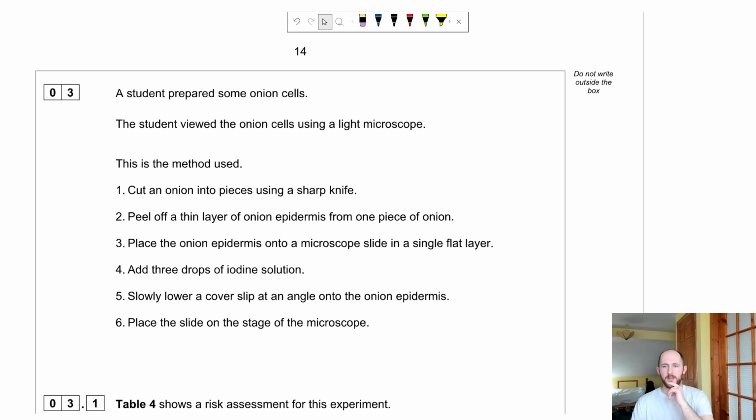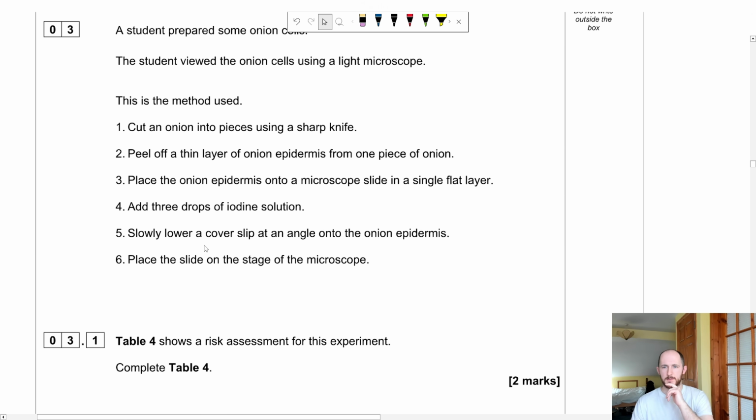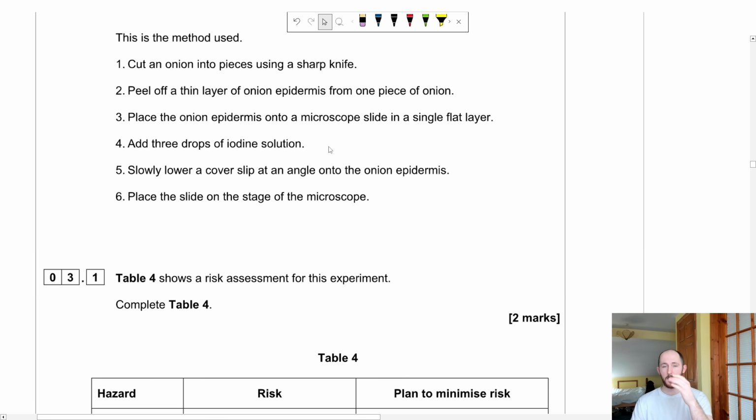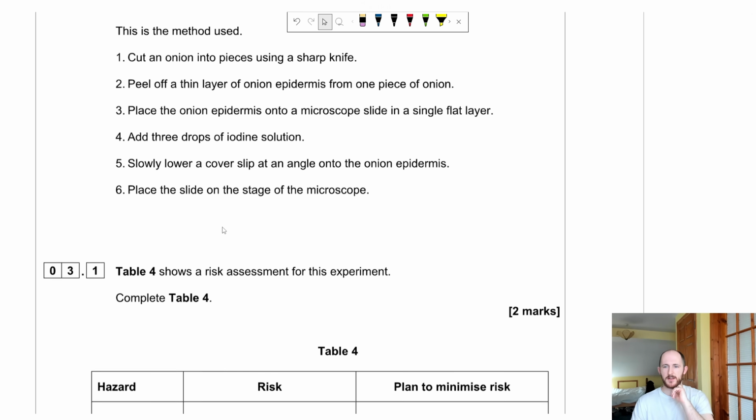A student prepared some onion cells. The student viewed the onion cells using a light microscope. This is the method used. Cut an onion into pieces using a sharp knife. Peel off a thin layer of epidermis. Place on the microscope slide. Yep, cool. Add iodine solution. So that way you can actually see the cells themselves because they're normally transparent. Slowly lower the cover slip at an angle onto the onion epidermis. That way you don't crush it. Instead you're layering it on. Place slide on the stage.